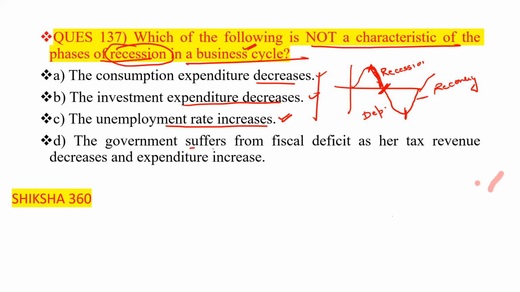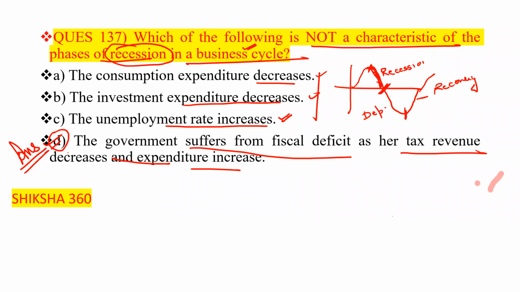Fourth one is the government suffers from fiscal deficit as government tax revenue decreases and expenditure increases. As such, we have not discussed anything in detail regarding that. Fiscal deficit, tax revenue decreases, expenditure increases, there is nothing regarding that under recession. So option number D is the answer here.